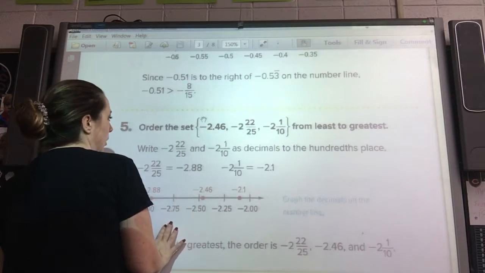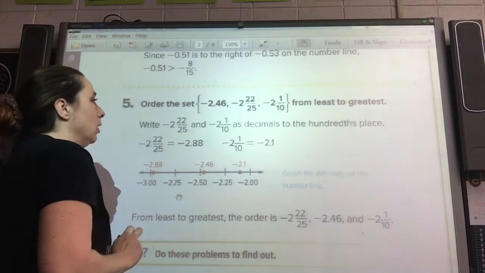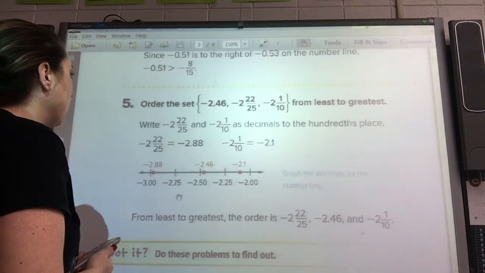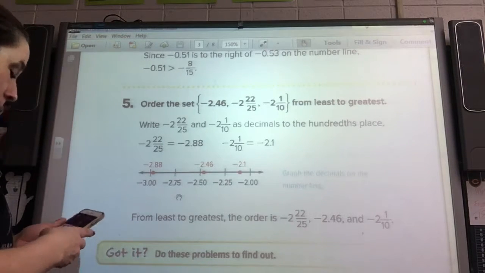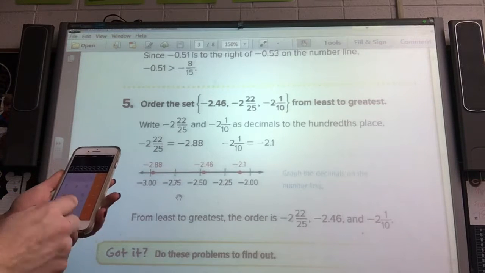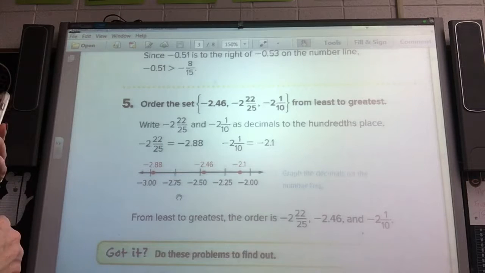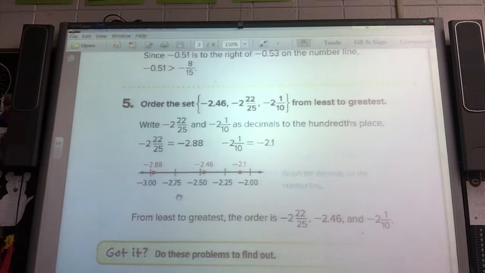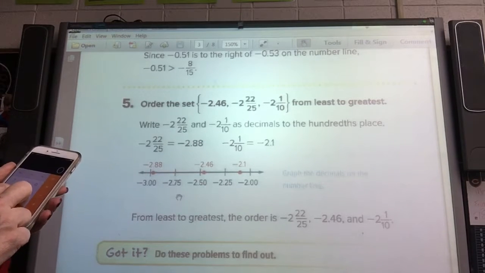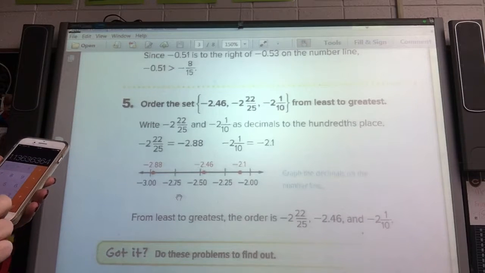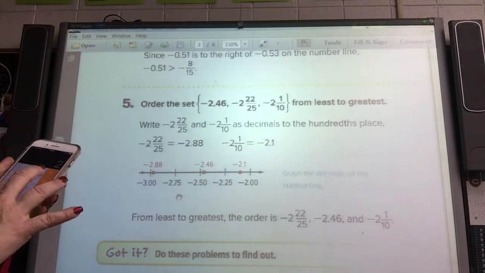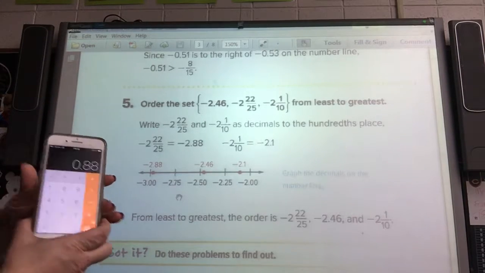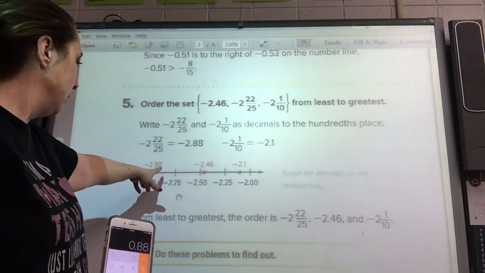Okay. Order the set. Wow, now they gave us a whole bunch of stuff. Order the set from least to greatest. Okay? So first, let's get them all on the same wavelength here. So they did this one for us. They divided. They would have to take 22 into 25 and get 0.88, and then you just add the two wholes onto it. So that's how they got this negative 2.88, okay?